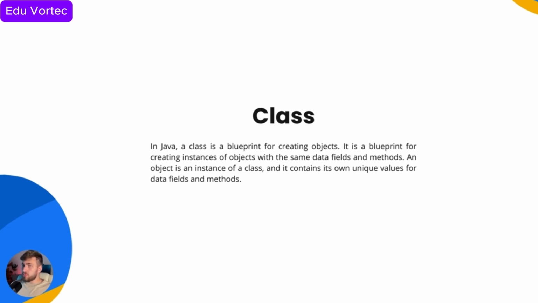So, in simple terms, a class is a user-defined data type, and an object is an instance of a class. It's like a cookie cutter. You can have multiple cookies cut out from the same cookie cutter, but each cookie is unique and distinct. A class is a blueprint or a template for creating objects. It can have instance variables and methods that define the state and behavior of objects created from it.